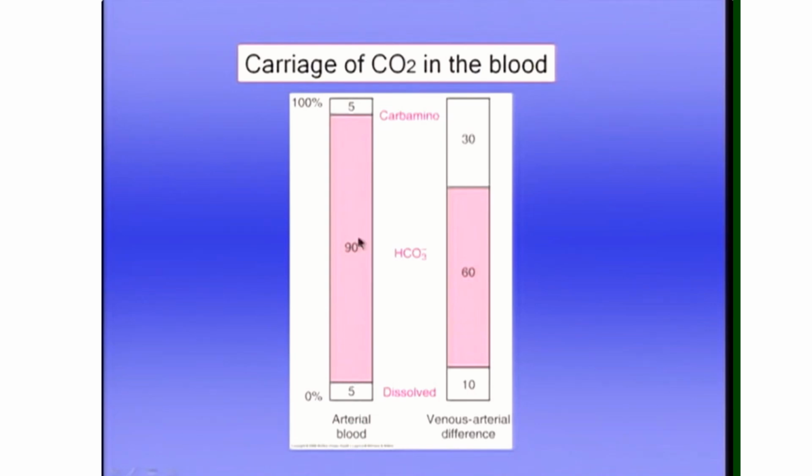You can see that in arterial blood, the vast majority of the CO2 transport is taken up as bicarbonate. Only 5% is in the dissolved form, and only 5% is in the carbamino form. By contrast, if you look at the exchange of carbon dioxide in the lung or in the tissues, a substantial amount is taken up by carbamino and also dissolved, although still the largest amount is in the bicarbonate.